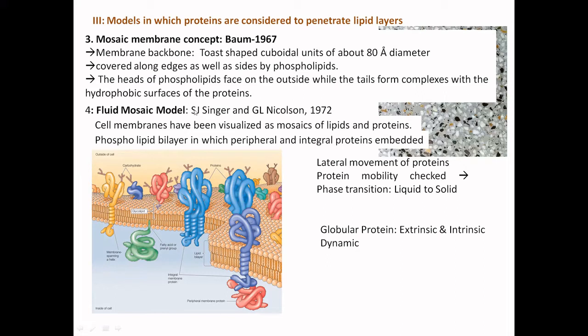Improvising this model, Singer and Nicholson in 1972 proposed the fluid mosaic model. So we know what is mosaic, then what is fluid. These are the proteins which are present in a mosaic pattern on the sea of the lipids. So it is a fluid mosaic model. The proteins give the mosaic appearance on the lipid sea, or the sea of the lipids.